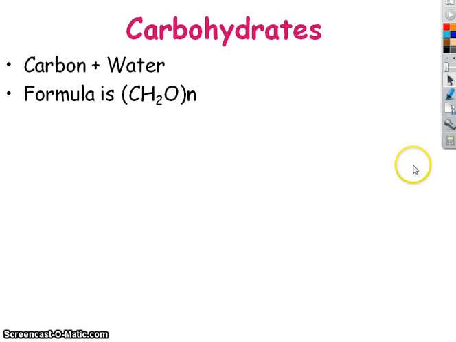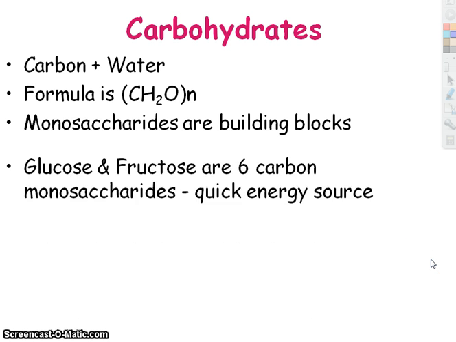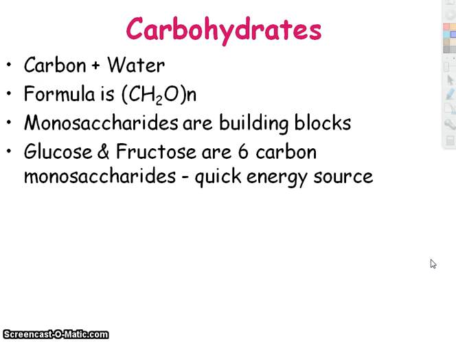Okay, so our building blocks are monosaccharides, which are single sugars. When we build a bunch of them, we get polysaccharides, which are complex sugars. Glucose is probably the most common monosaccharide. Everybody's heard of glucose, I hope. It's the one that's floating through your blood.